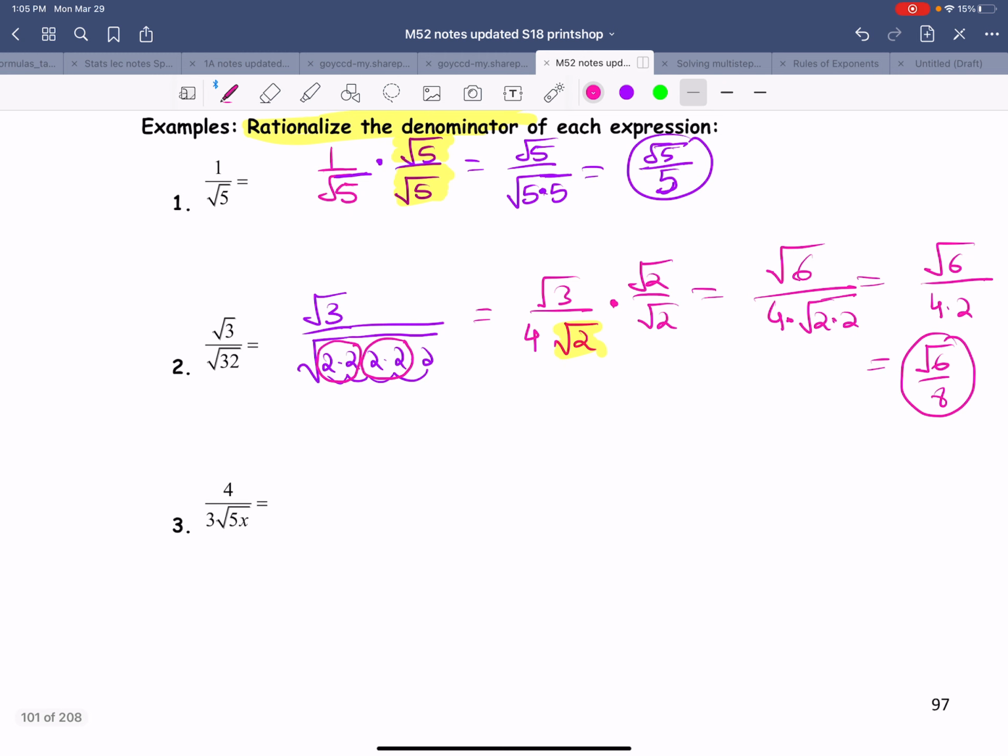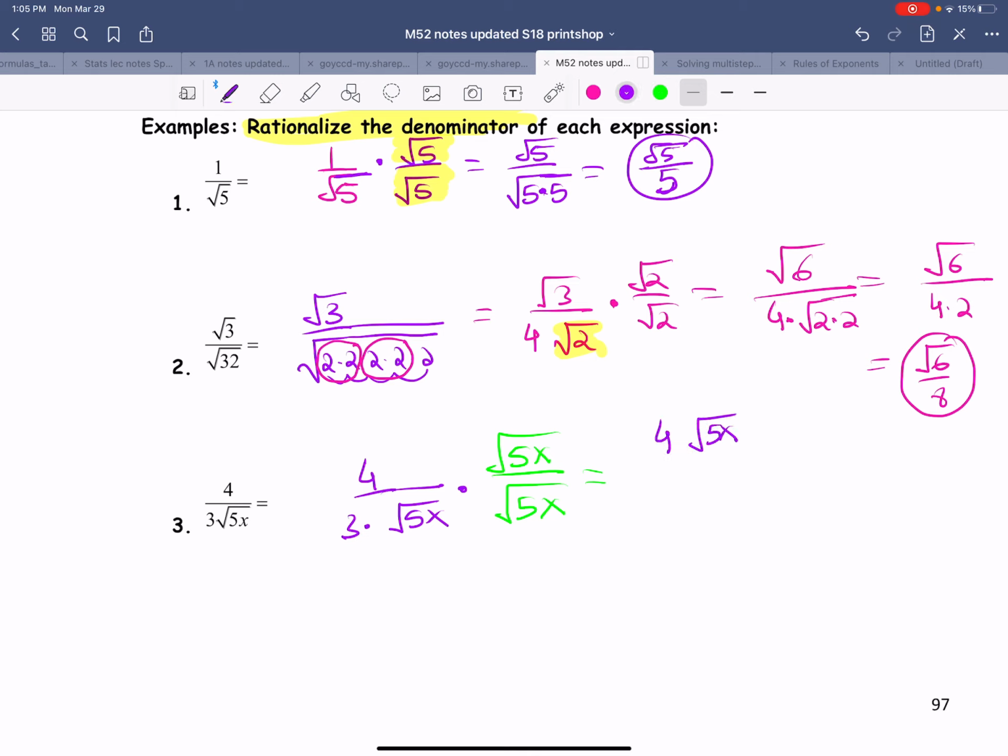Number 3, we have 4 over 3 root 5x. Okay, for me to be able to pull something out of this, 3 is just the coefficient sitting in the front. So we will multiply both numerator and denominator with a square root of 5x, because I need to have 2 5's and 2 x's inside the square root so that they both come out and there's nothing left inside the radical anymore. That's the goal when you're rationalizing.